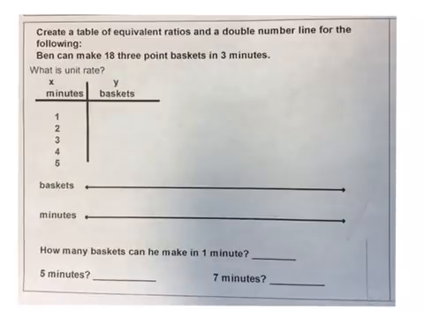Now I want you to go ahead and read this problem and create your table. So go ahead and do the table first, hit pause, and then hit play again to check it before you go on to do your double number line.